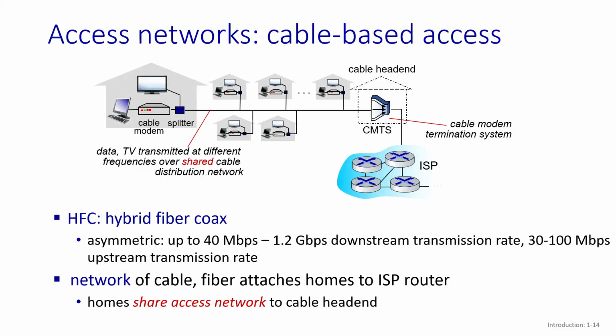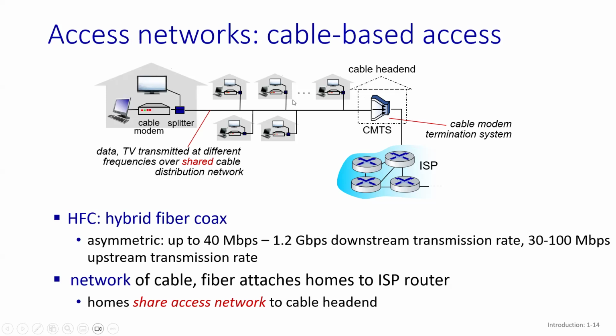The transmission rate of downstream is between 40 megabits per second to 1.2 gigabits per second, whereas the transmission rate for upstream is usually between 30 to 100 megabits per second. One of the important characteristics of cable internet access is that every packet that is sent by the head end travels downstream on every link to every home. And then every packet which is sent by the home travels upstream to the head end.